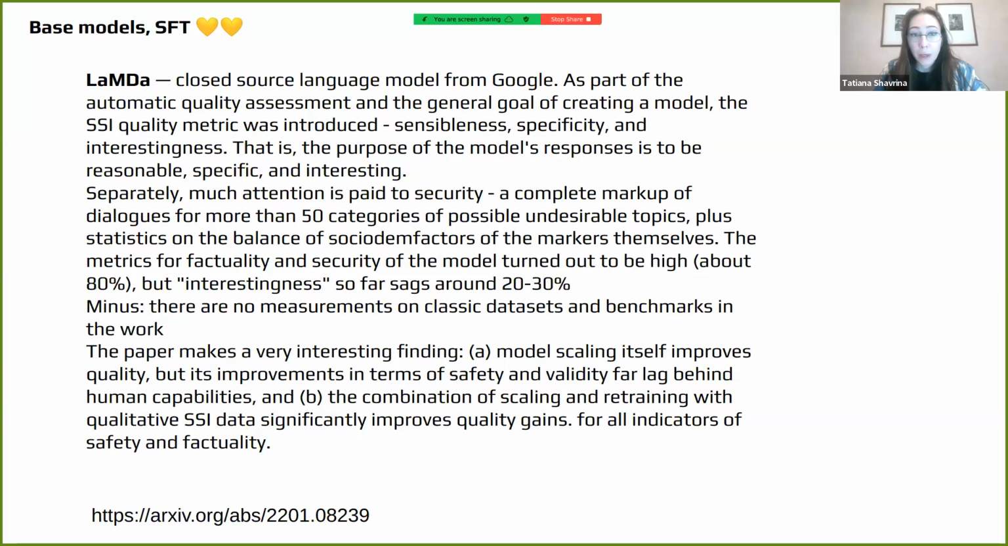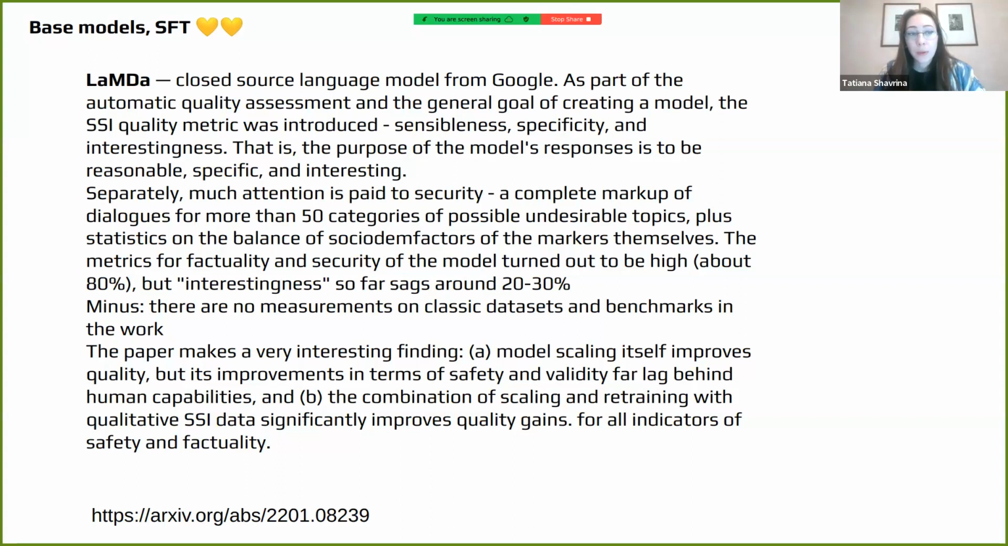So the LaMDA model by Google is a closed source language model, which is one of the first language models in terms of being dialogue and multilingual and multi-scale with reinforcement learning with human feedback. However, that's a good paper in some ways.